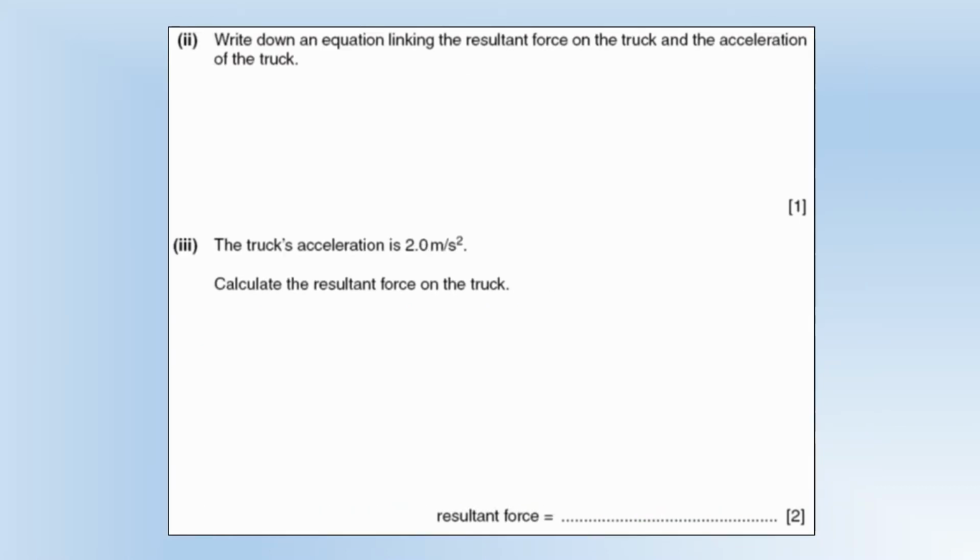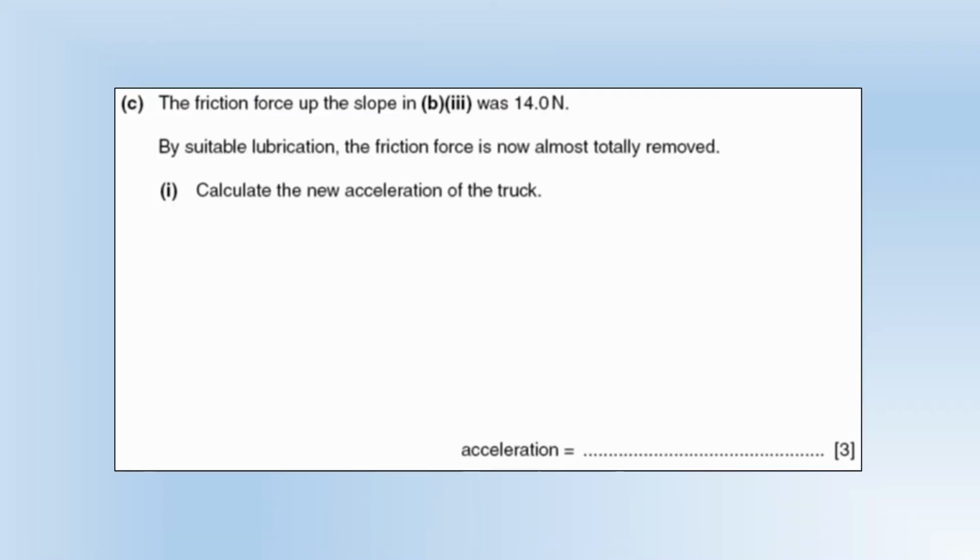So write down an equation linking resultant force on the truck and the acceleration of the truck. That's going to be F equals ma. We've got a value now for the acceleration, and we were given the mass previously, so we can calculate what the resultant force is. The frictional force up the slope was 14 newtons. By suitable lubrication, the frictional force is now almost totally removed. Calculate the new acceleration of the truck.